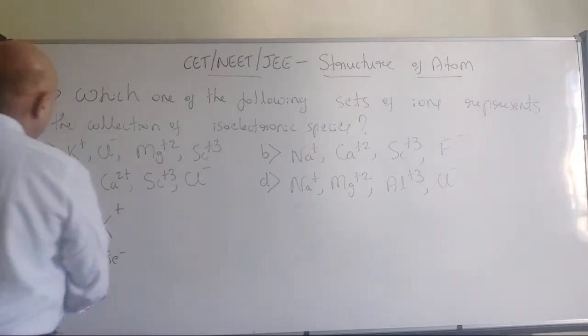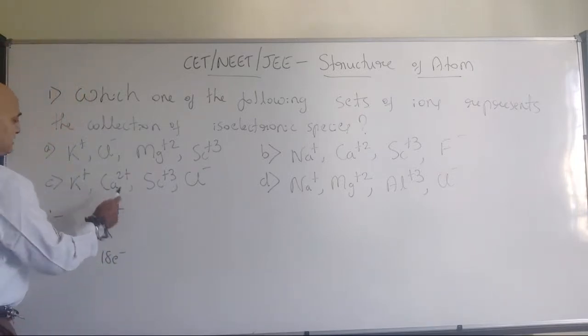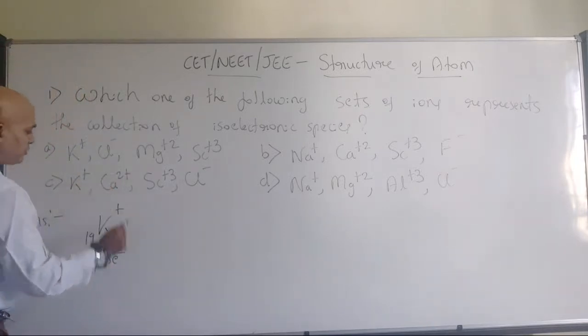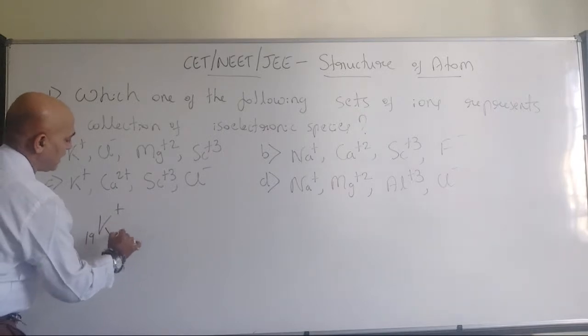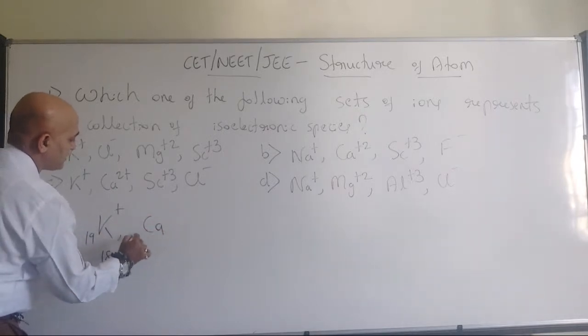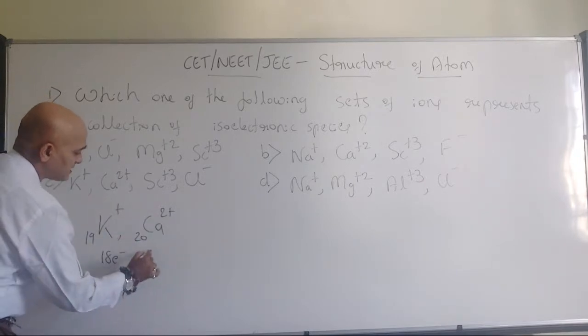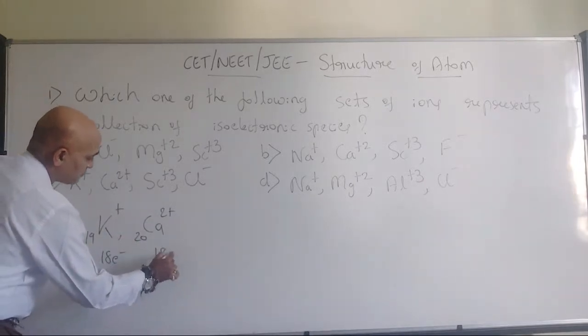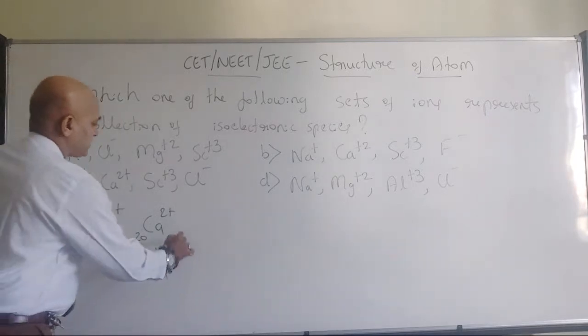Yes, very good. They are the neighbors. Group 1 element, group 2 element. So that's where we have the potassium. 2 plus, that means 20. So 2 plus means 2 electrons are absent. So we have got 18 electrons.